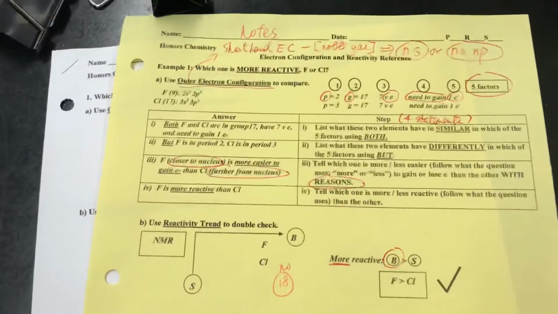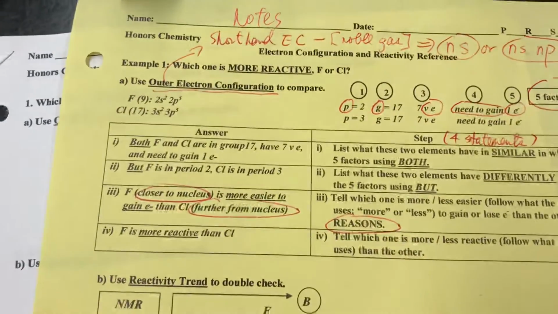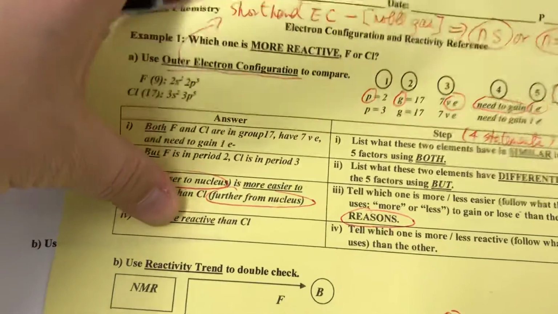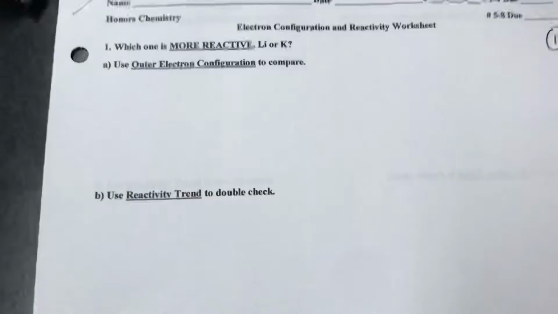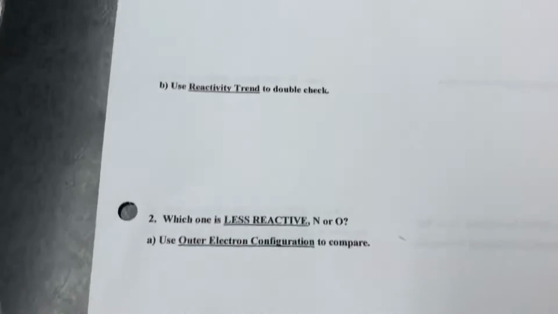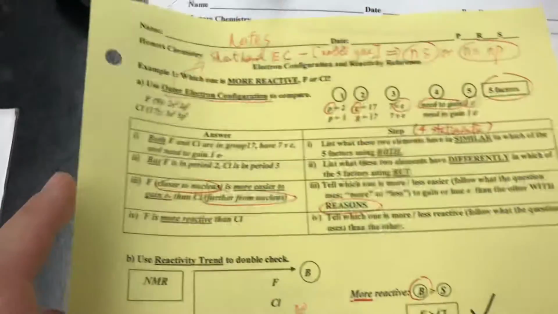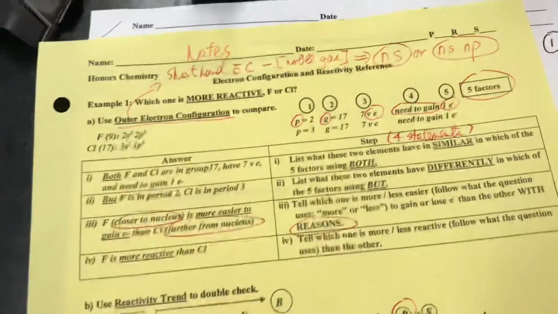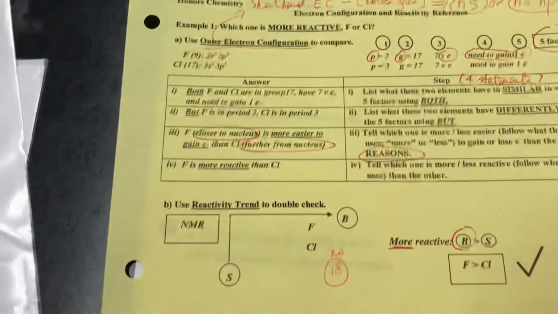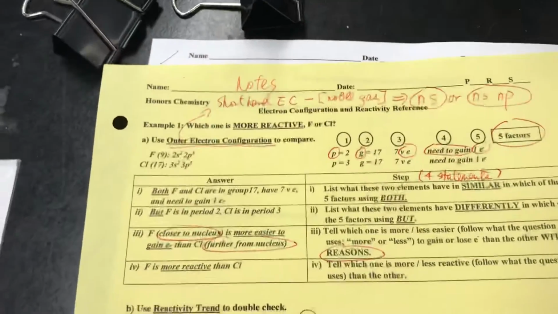So in this video, I'm going to talk about electron configuration and reactivity. I will first talk about the reference yellow paper, and then I will talk about worksheet question 1 and question 2. Now, the reference paper covers all the possibilities of the 8 questions on the worksheet. So this is just like a template, but it covers every possibility.